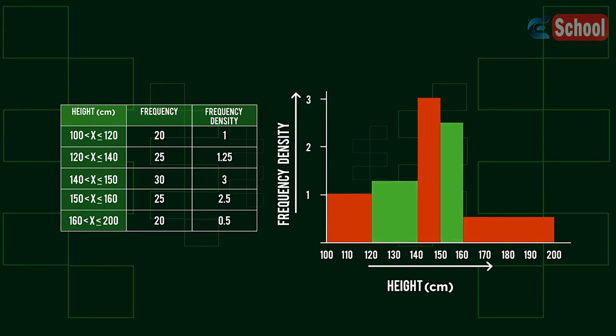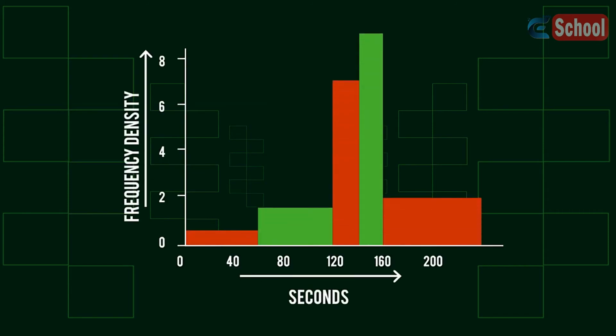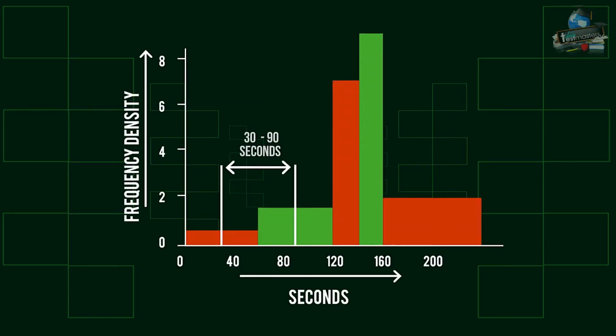It's also important to be able to interpret the data in a given histogram. Take a look at this one here. Estimate the number of people who took between 30 and 90 seconds to complete the test. If you want to have a go first, pause the video now.